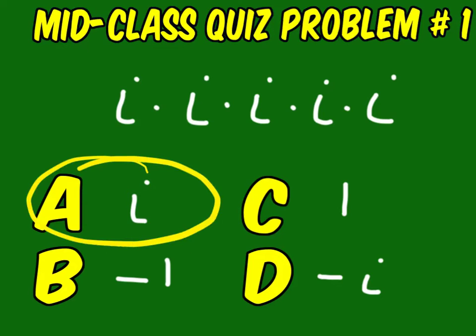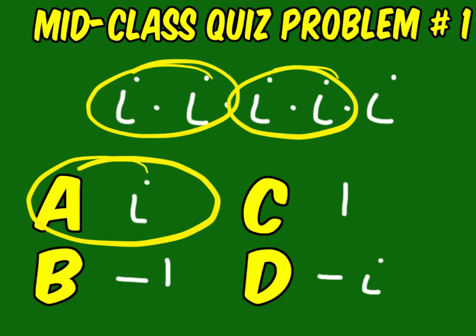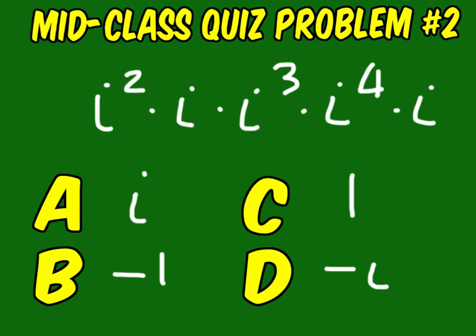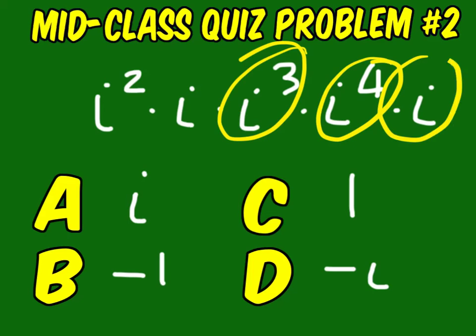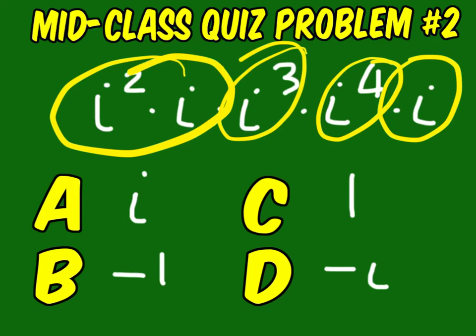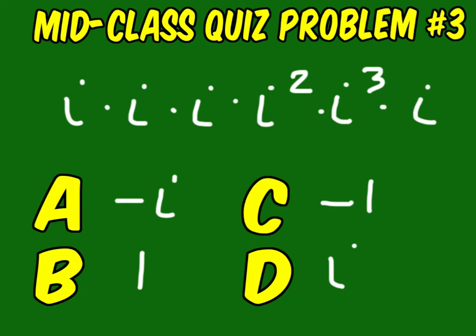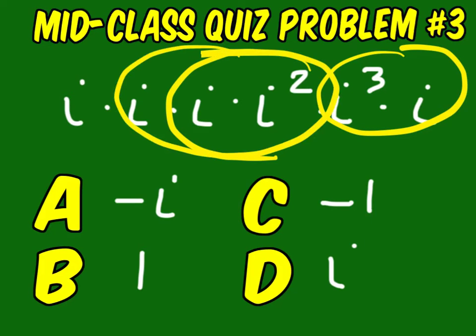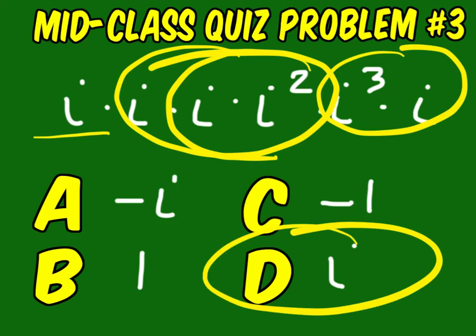Alright, the answer should be A because we have i squared, that's i to the 4th, which is a 1, and you're left with i. So you end up with i to the 4th, and these two here make i to the 4th. That's an i to the 3rd, so it's negative i. D. So we have an i to the 4th here and another one right there, so you're just left with i. Answer is D.